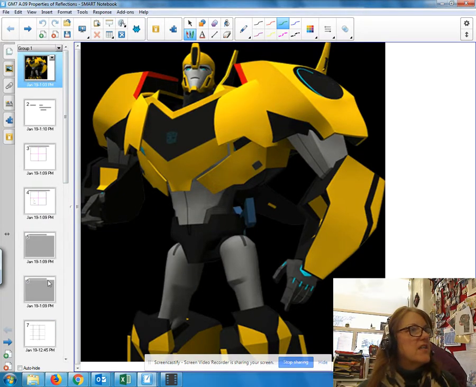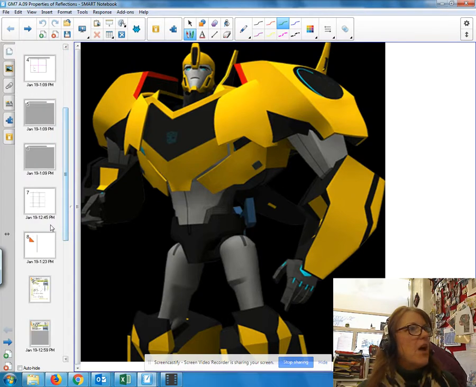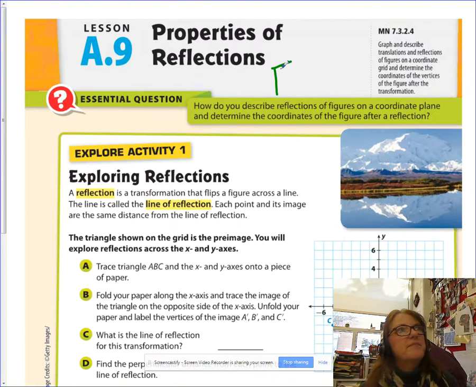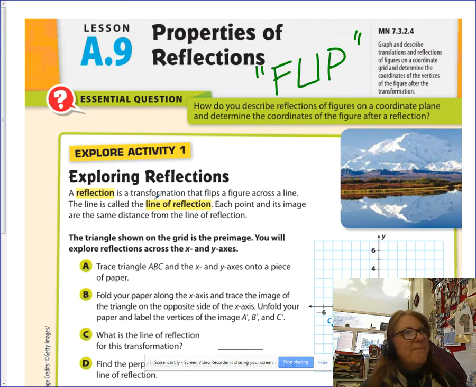But this one is a reflection. A reflection is a mirrored image, okay? And what happens is now we're going to flip. Now you're going to flip. So you flip it, and we need to know exactly what you're flipping it across. So we draw a line somehow and we indicate that. And that is what we call the line of reflection.